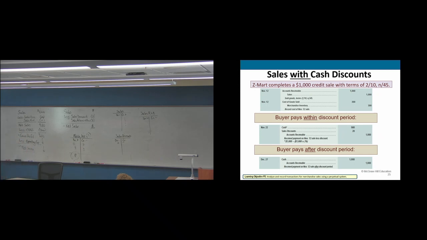If this customer did not pay within the discount period, the journal entry is a little simpler. After the discount period, they gotta pay the whole $1,000. So it's just a debit to cash that you're receiving, and you're clearing out the customer account for $1,000.